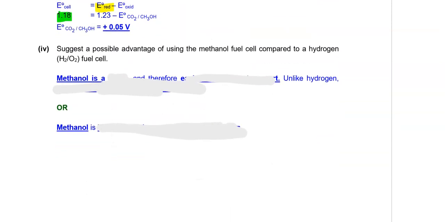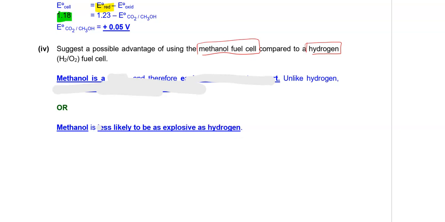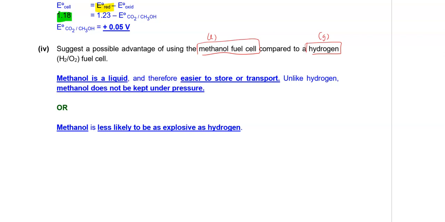What's the advantage of using a methanol fuel cell compared to hydrogen fuel cell? First of all, methanol is less likely to be explosive as compared to hydrogen. This is a common answer given by students. In addition, methanol, we all know, is a liquid, whereas hydrogen is a gas. Typically for a liquid, it's easier to store and transport, because for a gas, we typically have to store them under high pressure, in canisters under pressure. So it makes it a lot easier to transport and store methanol because it's a liquid.